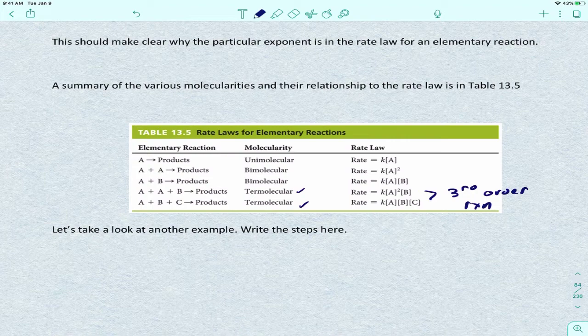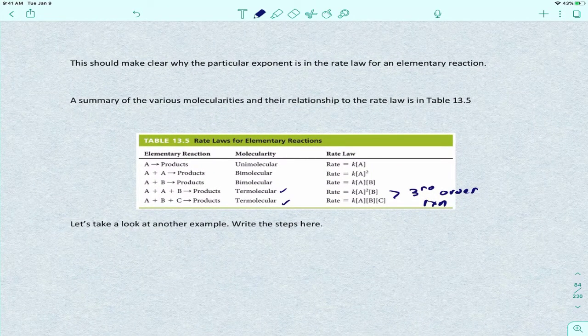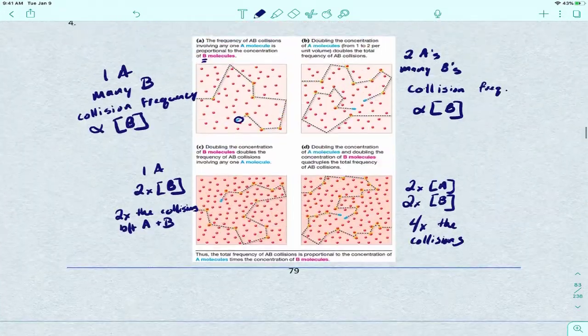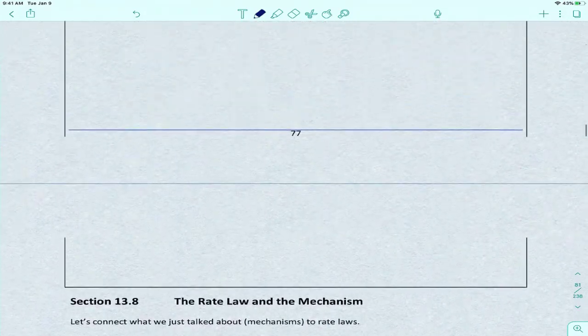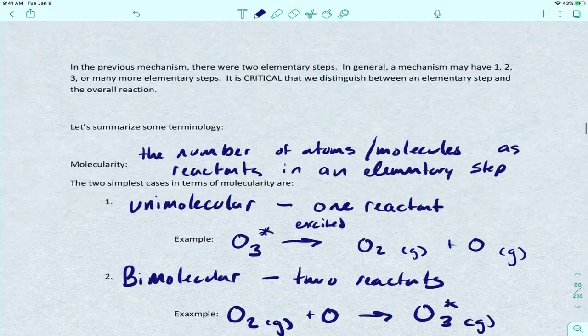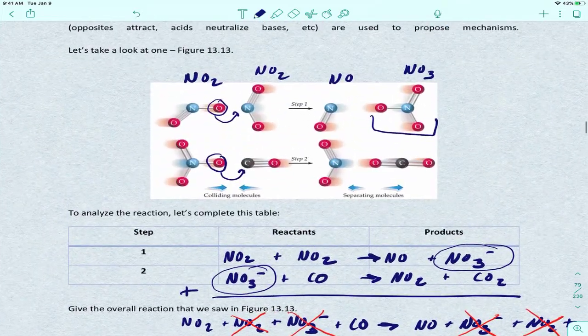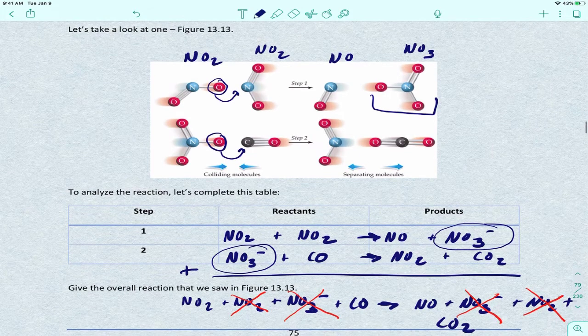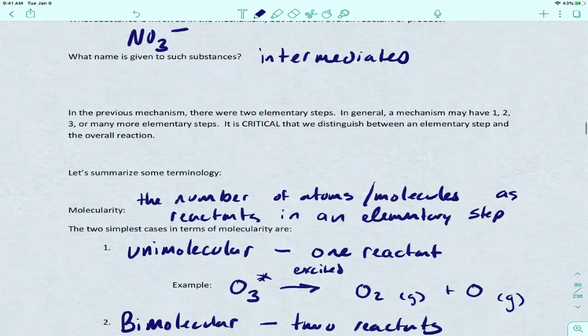So the example I want to take a look at is actually the first one that we talked about when we looked at the rates, when we looked at mechanisms. So we're going to talk about this one right over here. So you got NO2 plus NO2 reacting to form NO plus NO3 minus, and then the NO3 reacts with CO to give you NO2 plus CO2.